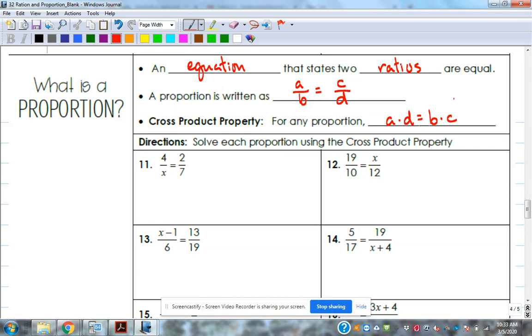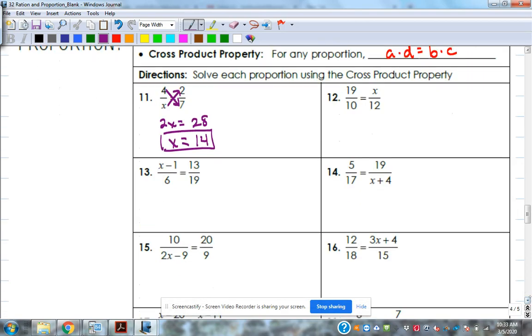So really easy ones. We're not going to do all these. We're going to do 6 of them. So let's do number 11. Pretty easy one. Cross product. Bottom times top, bottom times top. So that's 2x is equal to 28. X equals 14. This should be the easiest stuff. Number 13, let's do that one.